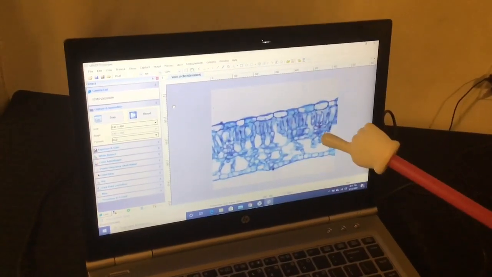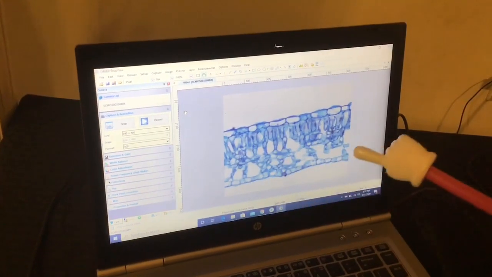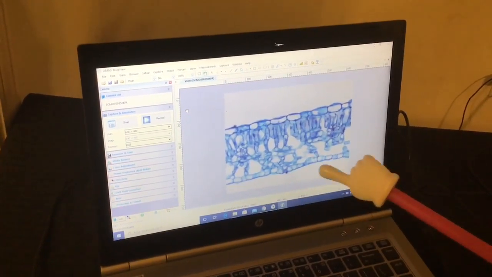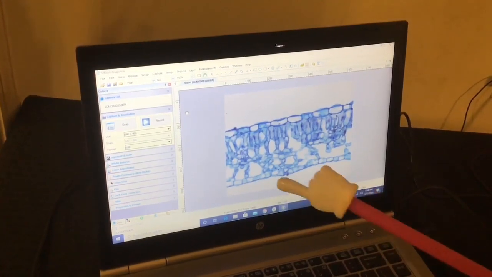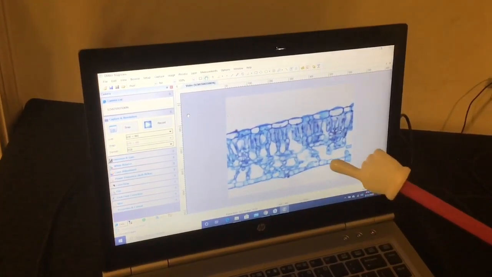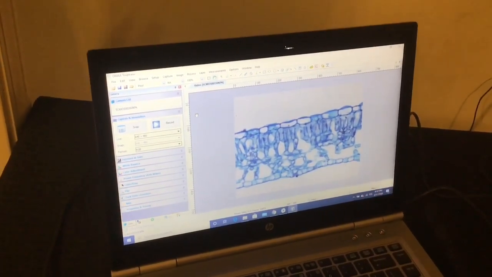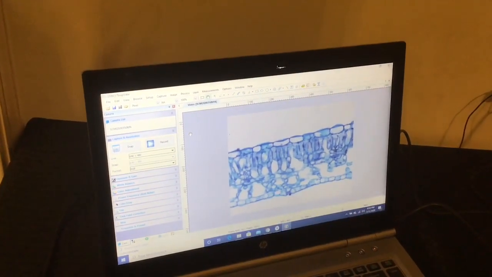And then you've got the spongy mesophyll on the bottom there. You can see all the air pockets. You've got these guard cells under here that are gonna let air in for photosynthesis when it happens. Now, I need to just move along the leaf a little bit.